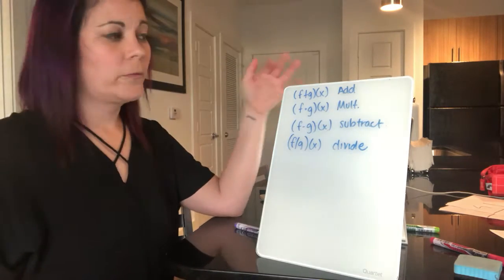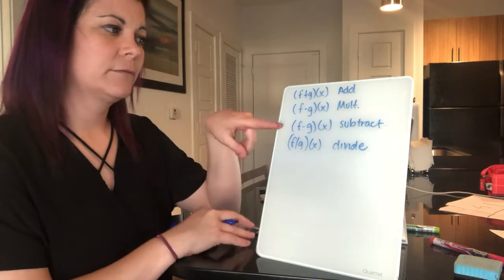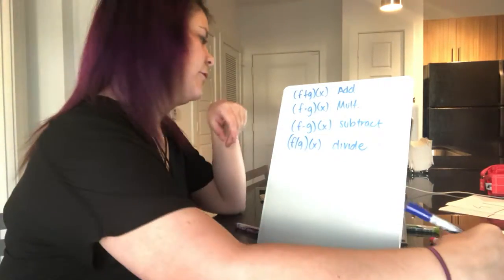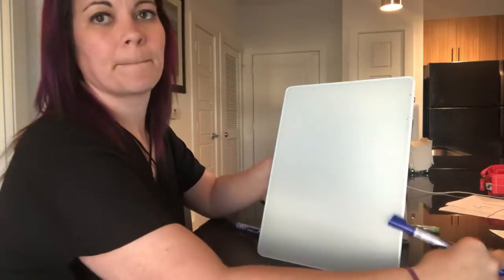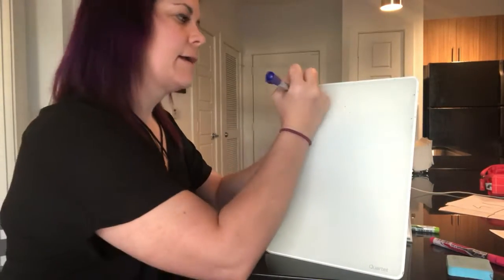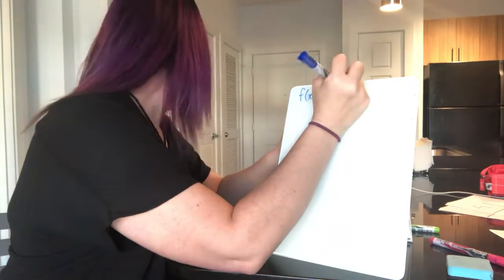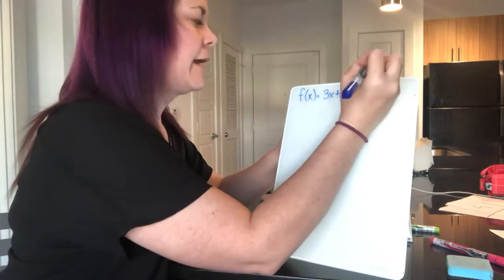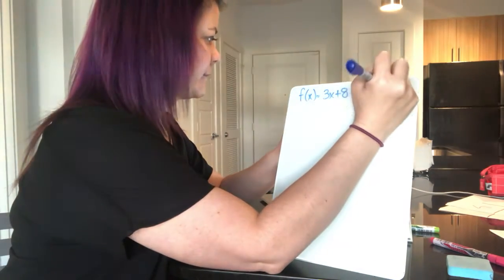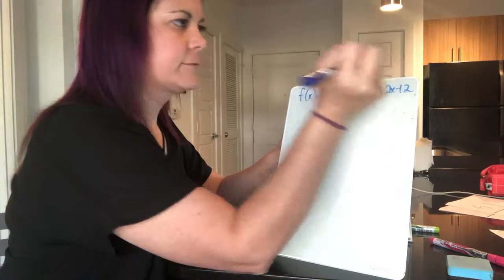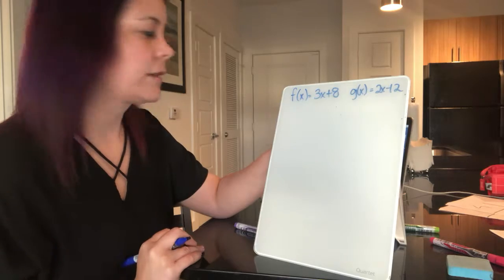Okay? So if you see it like that, that means you're going to add the two polynomials. See it like this, multiply, subtract, divide. So in this case, for example, if I say f of x is 3x plus 8 and g of x is 2x minus 12. Okay, so I'm giving you the functions right now.